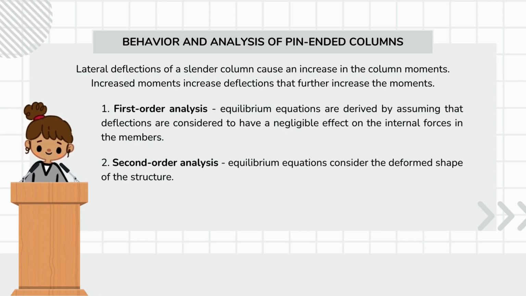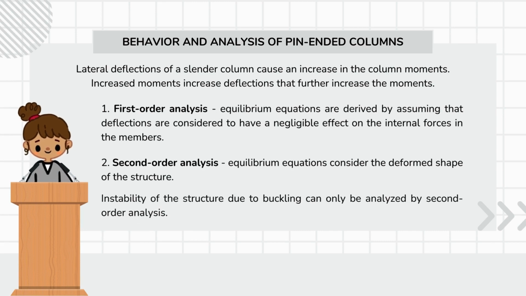The second-order analysis is when equilibrium equations consider the deformed shape of the structure. Deformed shape has something to do with the deflection, so the structure can be statically indeterminate. Due to geometrical incompatibility, we need to take into account the deflection. This is used in the analysis of slender columns because deflections add to the effects of bending moment to the column. Instability of the structure due to buckling can only be analyzed by second-order analysis. Because the excessive buckling in columns causes instability in the structure, we need to take into account the effects of buckling.